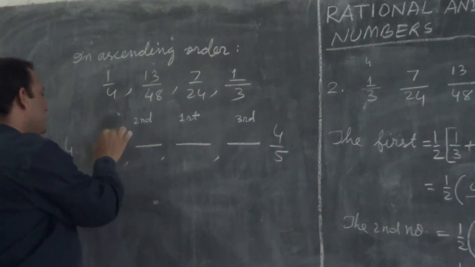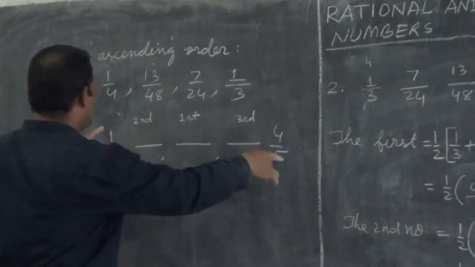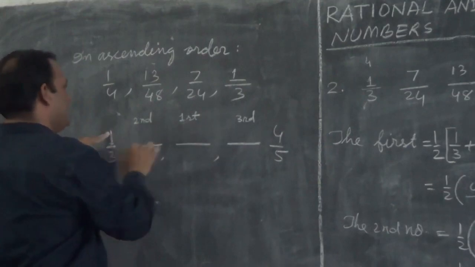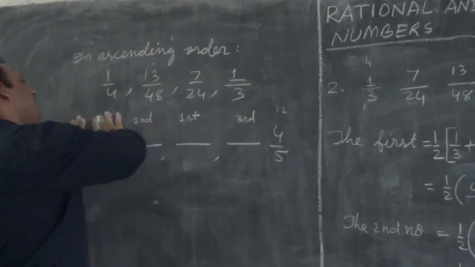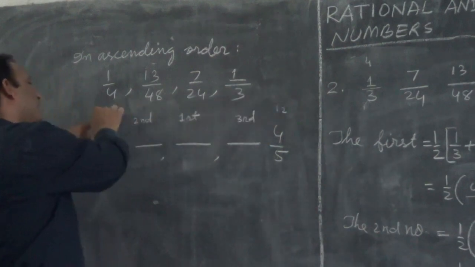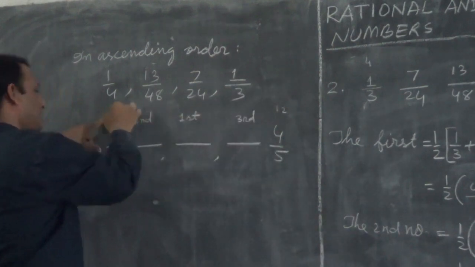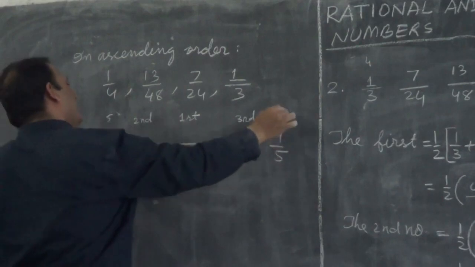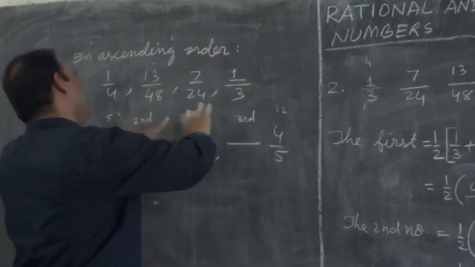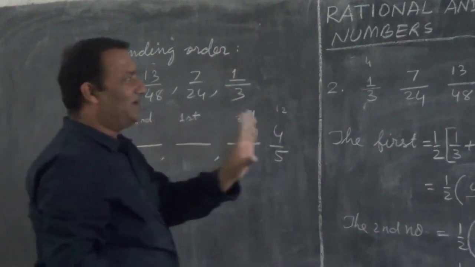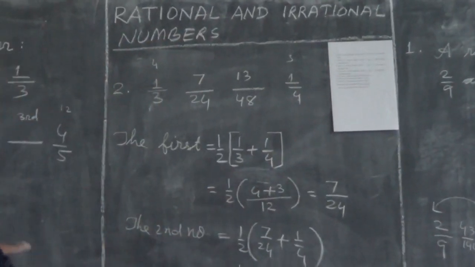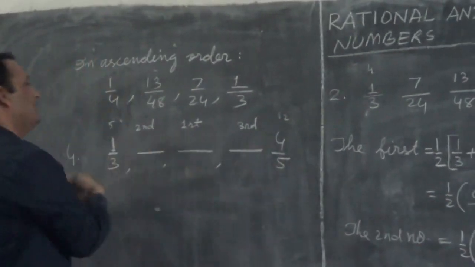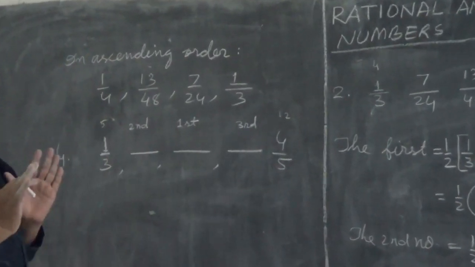1 by 3, you see: 1 into 5, 5, and 3 into 4, 12. That means they will be in ascending order, because 1 into 5 I got 5 here and 3 into 4 I got 12 here. What is the question asking? Arrange it in descending order. Descending order means you just write in the opposite order. That's all.